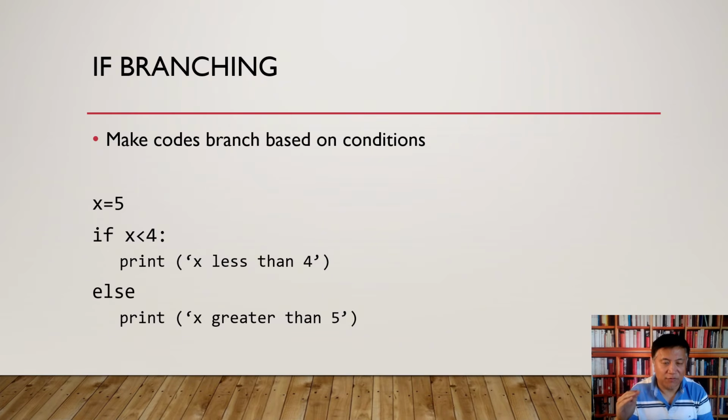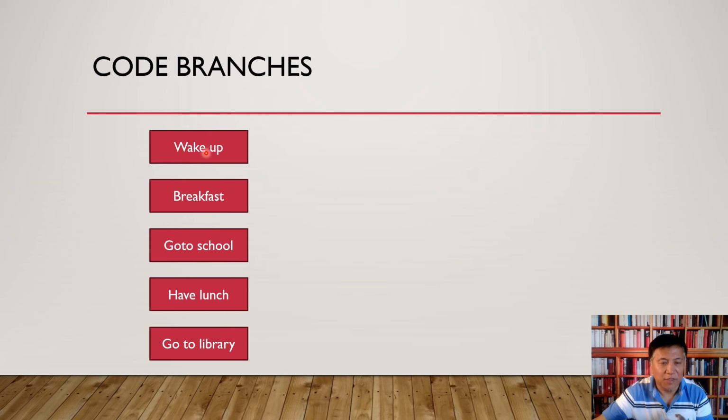Computer code runs from top to bottom, but it's very important sometimes to set up a branch. Let me give you an example of everyday life. For example, in our daily life, we have a routine. We wake up, have breakfast, go to school, have lunch, go to library. Sometimes you may have to use a branch.